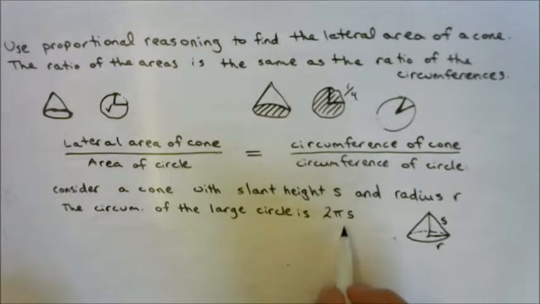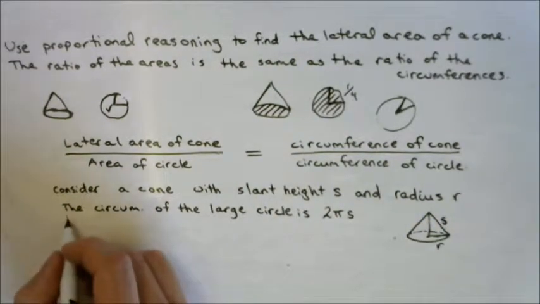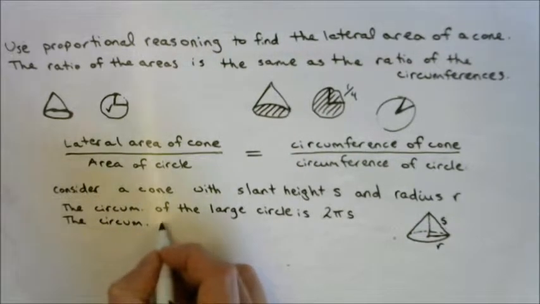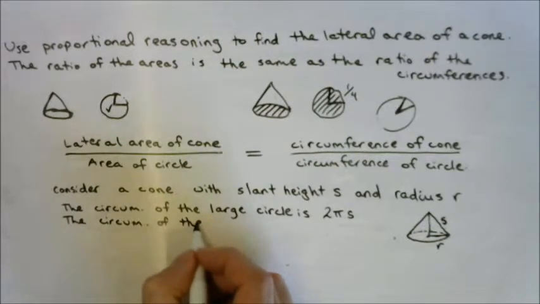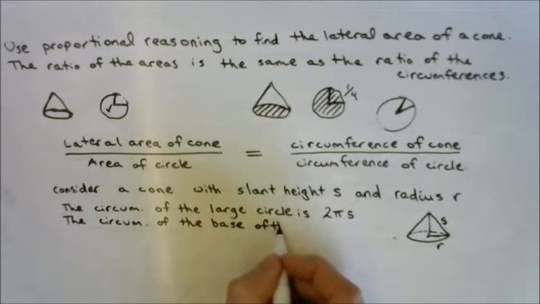So 2 pi r is how you get circumference, but the radius of the original circle is the same as the slant height of our cone. Okay? The circumference of the base of the cone.